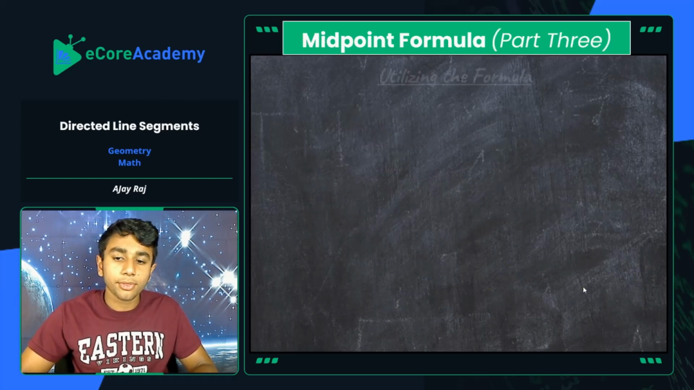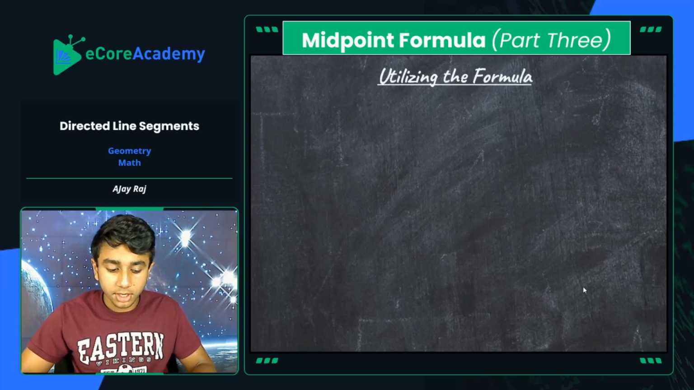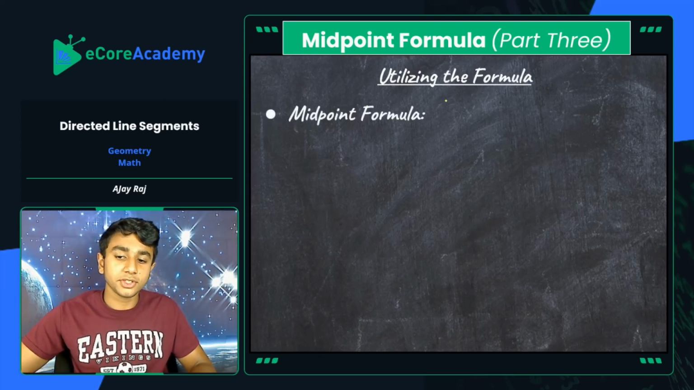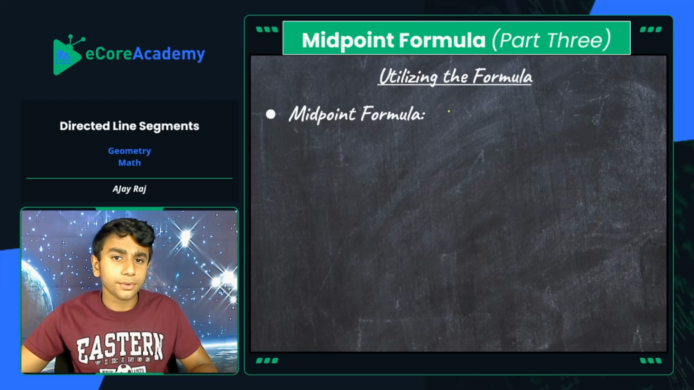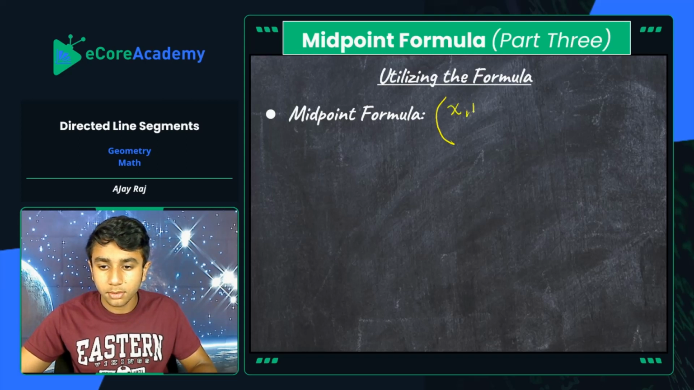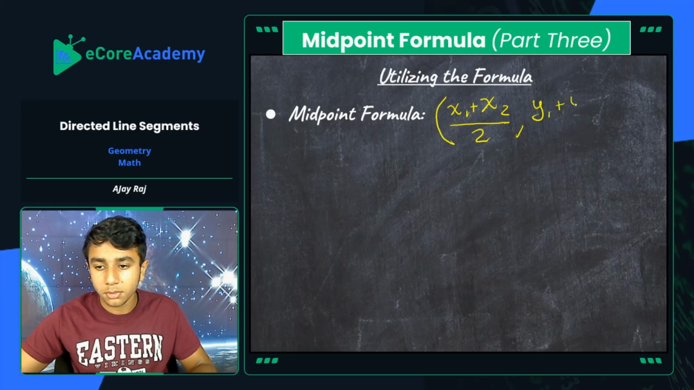So the midpoint formula part 3, let's look at utilizing the formula. So let's identify what the formula is, and let's see if we can plug it into some sort of example. So the midpoint formula, I'm going to write this out here because it's much more difficult to write this in keyboard language, so I'll just write it out as you are, presumably when you're taking notes. So the midpoint formula is x1 plus x2 over 2, comma, y1 plus y2, and these are subscripts, over 2.